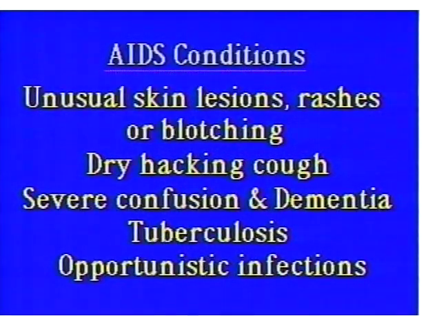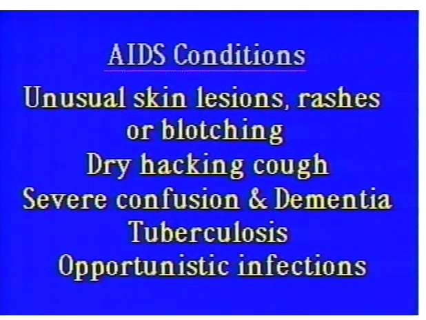Some other conditions that people with AIDS may have are unusual skin lesions, rashes, or blotching on the skin, different types of skin cancer, a dry, hacking cough, severe confusion and dementia. This happens when a person has the later stages of AIDS where the virus actually runs out of T4 cells to live in and will start to live in the brain and cause some damage there.